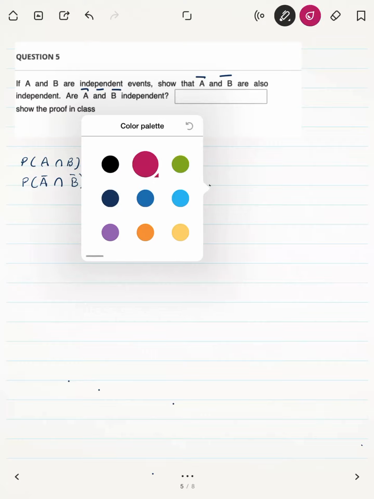For question 5, we solved it today, but I'm just going to give you a brief on this question. If we know that A and B are independent, this means that the probability of intersection is going to be probability of A times probability of B. What we would like to show is that if A and B are independent, A complement and B complement are also independent. So probability of A complement intersect B complement is going to be probability of A complement times probability of B complement. This is what we would like to show.